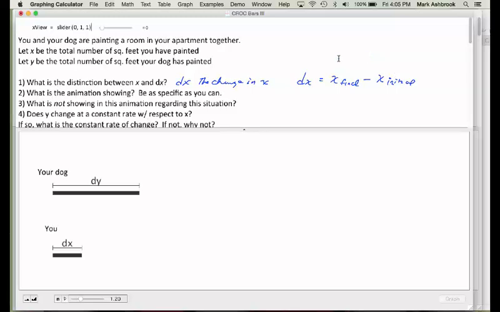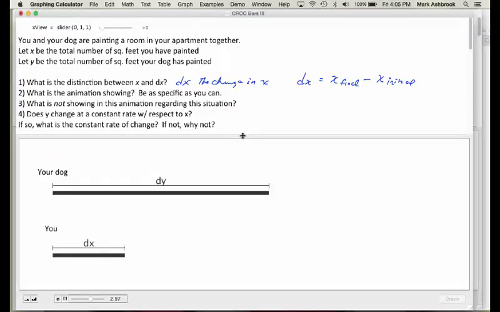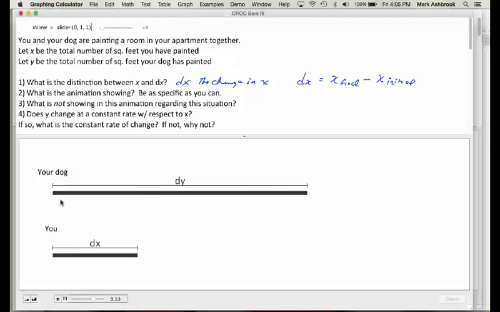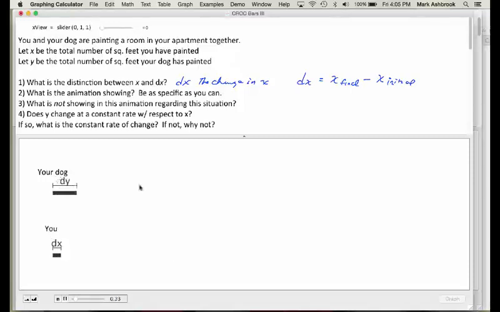Okay, so I turned the animation on, and in class, you looked at these questions. What is the animation showing? Be as specific as you can. So what it's showing is values of dy and dx. Notice what it's not showing is values of y and x. So this is showing a change in the amount that your dog has painted and the change in the amount that you have painted.